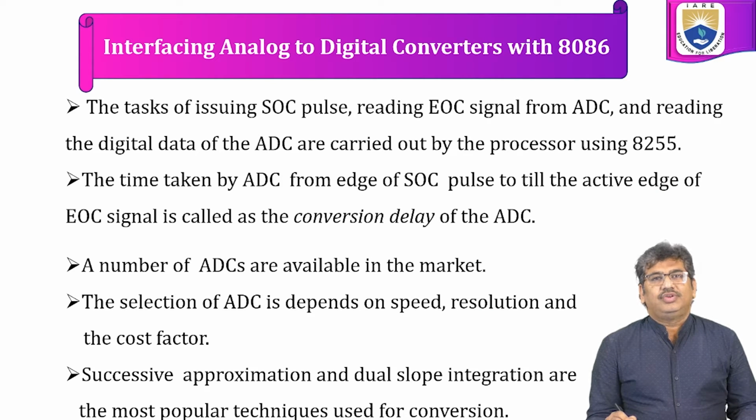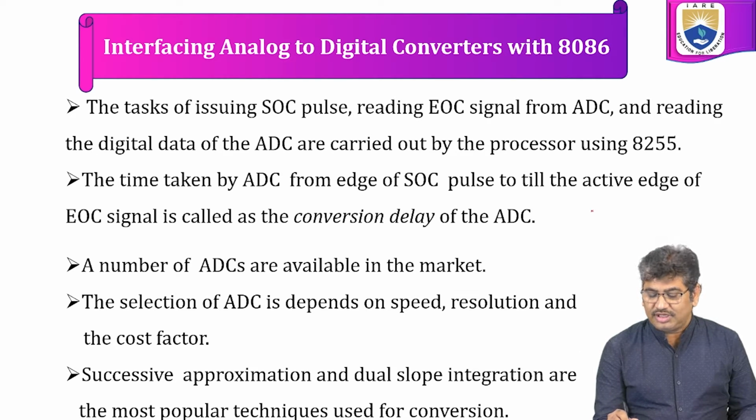The task of issuing the SOC pulse, which is start of conversion, reading the EOC signal, that is end of conversion, from the ADC, and reading the digital data which is converted by the ADC are carried out by the processor using 8255. The time taken by the analog to digital converter from the edge of the SOC pulse to the active edge of the EOC signal is called the conversion time.